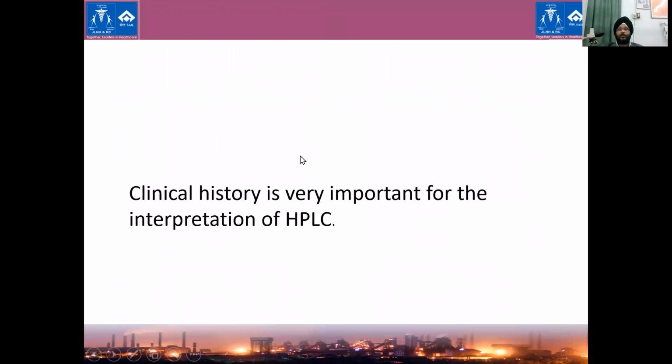So the lesson to be learned from this case is clinical history is very, very important for the interpretation of HPLC. So my request to all my clinical colleagues, please send the clinical history along with the form that you are sending.